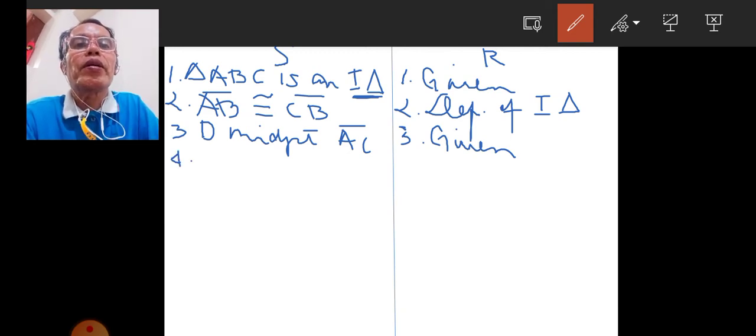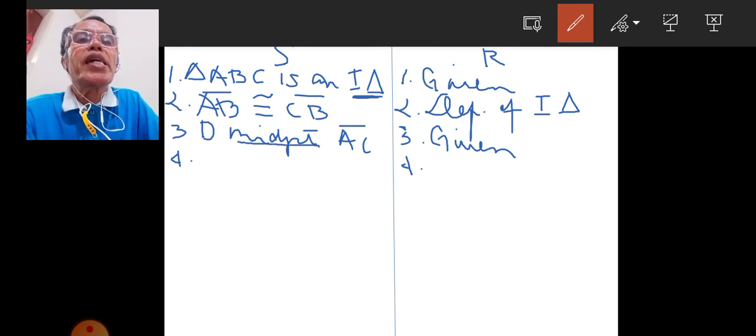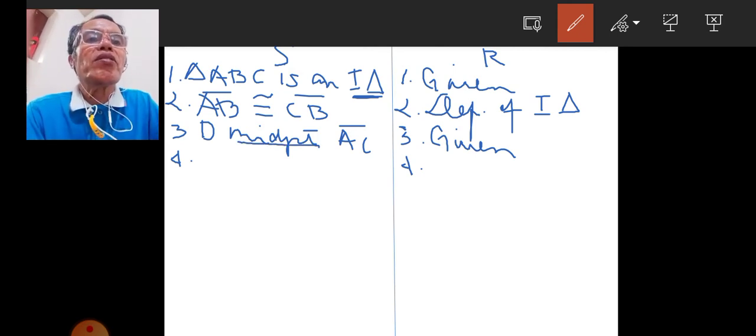4. For the reason number 4, you can anticipate it. Our answer must be because we have the term midpoint. So therefore, your reason for number 4 must be definition of midpoint.